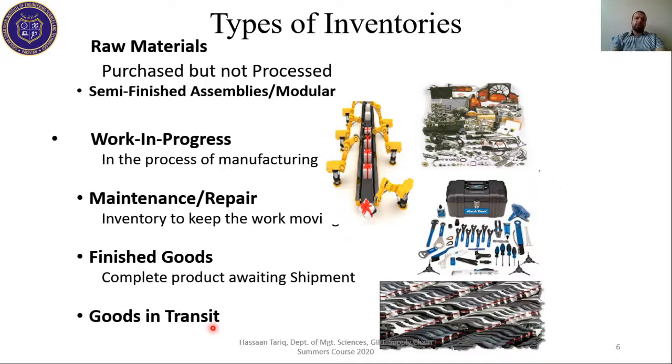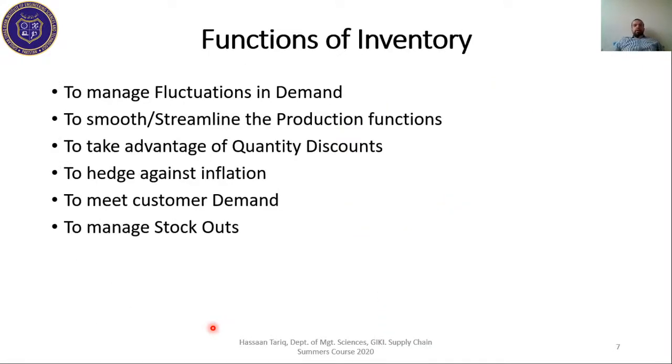It really takes somewhere around 20 days roughly, or 14 days, to get a sea shipment from China all the way to Pakistan. So by the time they are in transit, or over the sea shipment, or whatever the mode of transportation is, we call them goods in transit. So exactly, the functions of inventory. Well, first thing is to manage fluctuations in your demand, right?